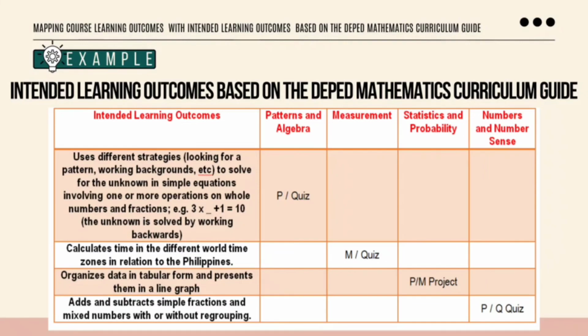So this table is just an example. The assessments used in these intended learning outcomes in every course are just examples. The teacher will be the one to assign what type of assessments she will be using to achieve the intended learning outcomes she or he has prepared.